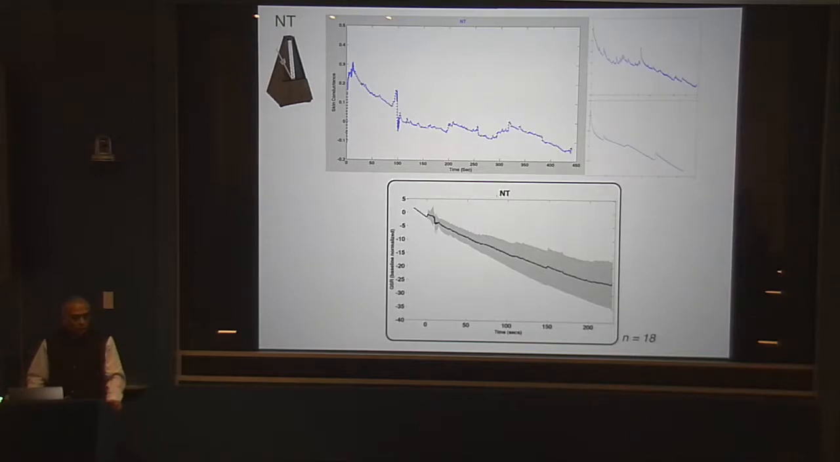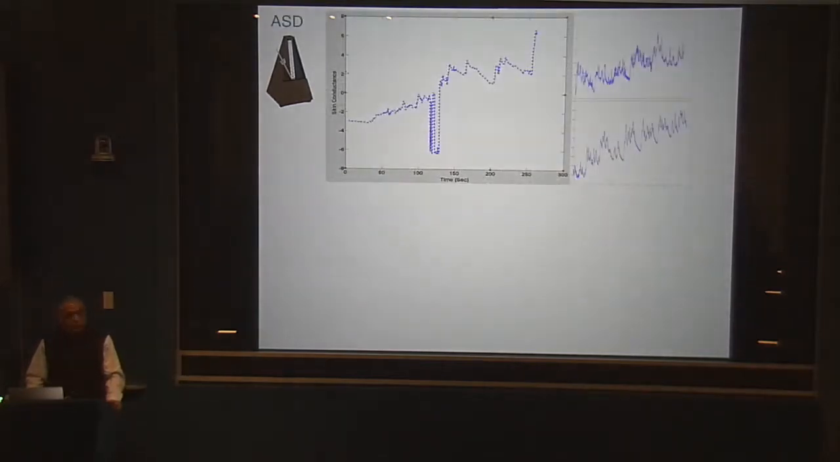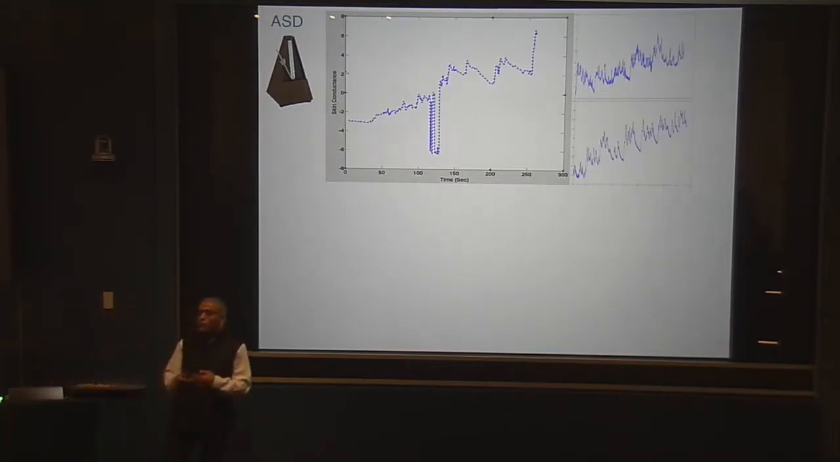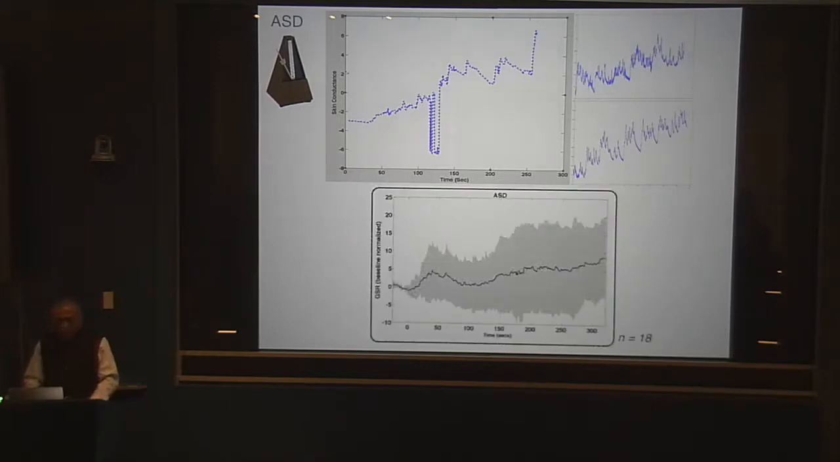What happens with autism? So here are 3 individual subjects. There isn't evidence of habituation. Rather, if anything, it seems like sensitization. If we look at data across multiple subjects, here's the average across 18 subjects. Consistent with our prediction, there seems to be a significantly lessened habituation in autism.